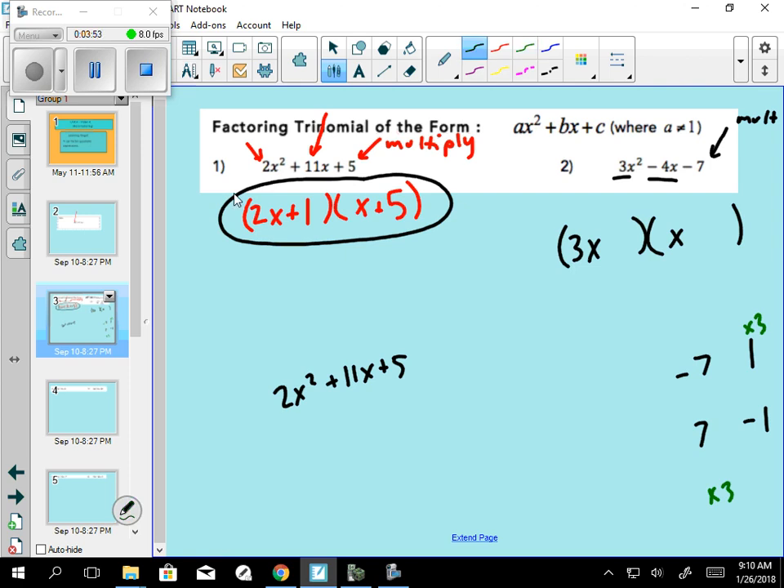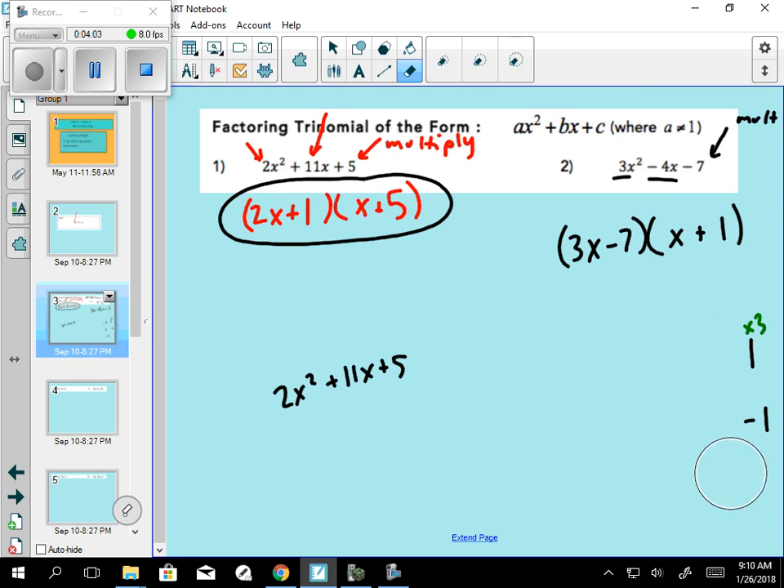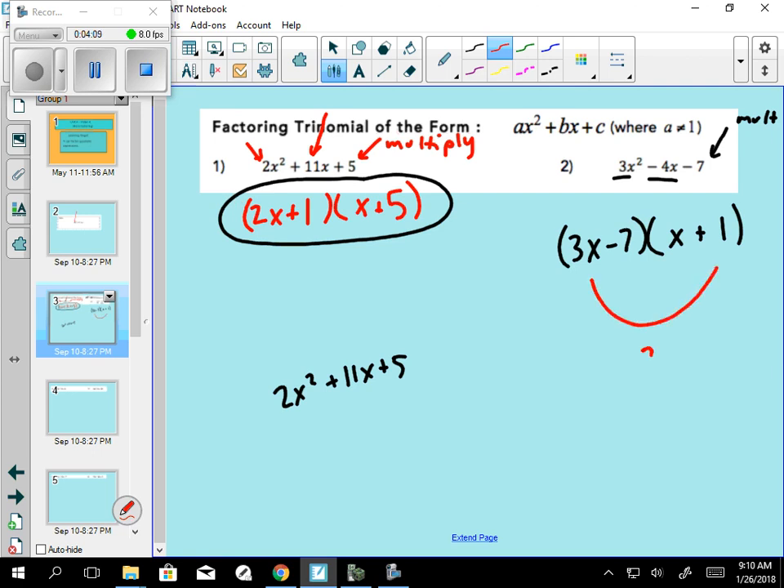So since we want the 1 getting multiplied by 3, the 1 should go here. The minus 7 should go here. Now looking at this, just to make sure, we can multiply the outside and inside terms. These multiply to 3x. These multiply to negative 7x. If we add those up, we do get negative 4x. So that's the factored form right here.